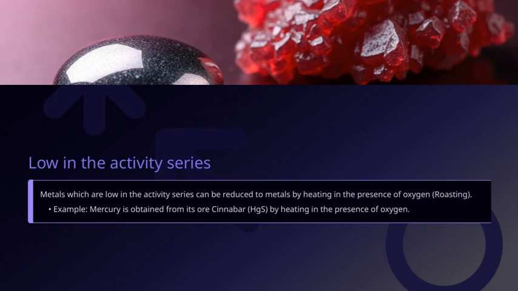Now let's look at an example. Mercury is obtained from its ore, cinnabar, which has the chemical formula. The process involves heating cinnabar in the presence of oxygen, which helps release the mercury.